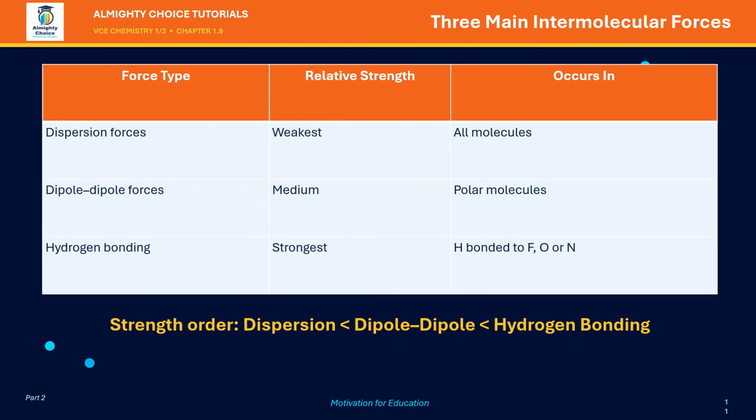So there are three main intermolecular forces. Dispersion forces are the weakest and they occur in all molecules. Dipole-dipole forces occur in polar molecules and are usually medium strength. Hydrogen bonding is the strongest of all three and occurs when hydrogen is bonded to fluorine, oxygen, or nitrogen. Remember the order: dispersion is less than dipole-dipole, which is less than hydrogen bonding.